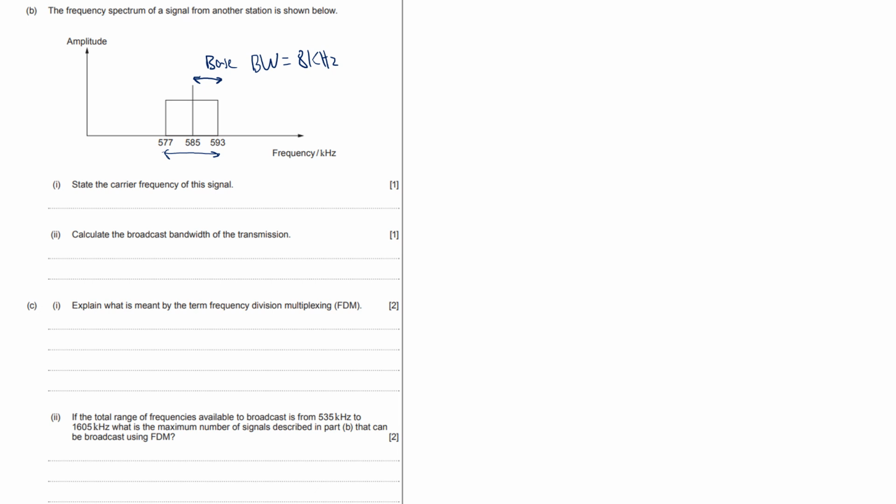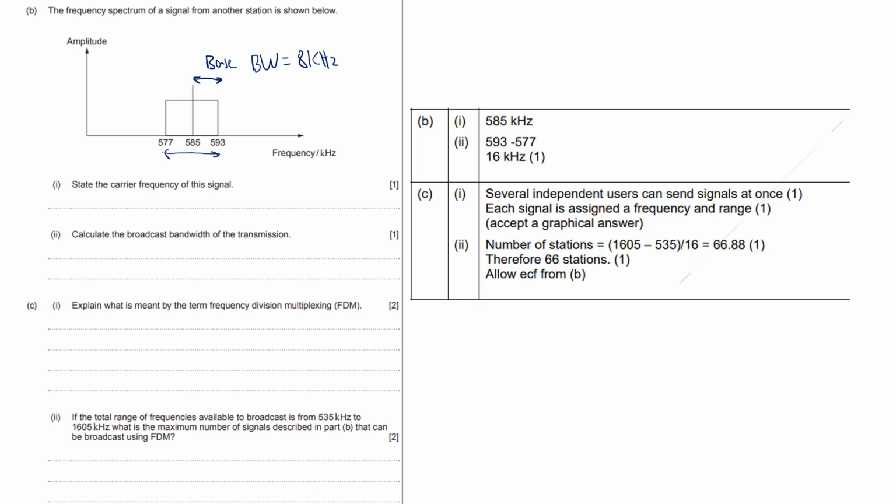Explain what is meant by frequency division multiplexing. It's a way of getting more than one frequency on the same sort of channel. So I'll put the mark scheme on in a moment so you can look at that. And then basically you need to work out how many of these signals will fit in that range. So let me show you the mark scheme for those.